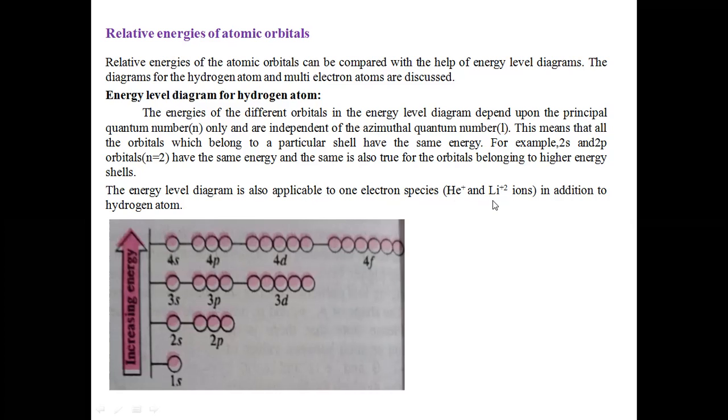Here, in the case of a single electron species or single electron system, the two shells will have the same energy. The 2s and 2p orbitals have the same energy. The orbitals of 3s, 3p, and 3d will have the same energy. And the orbitals of 4s, 4p, 4d, and 4f will have the same energies. This energy level diagram can also be used for single electron species like helium plus 1 and lithium plus 2 ions.